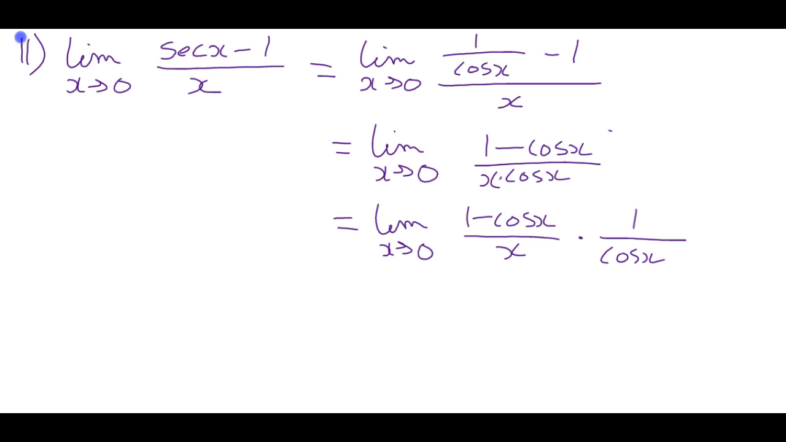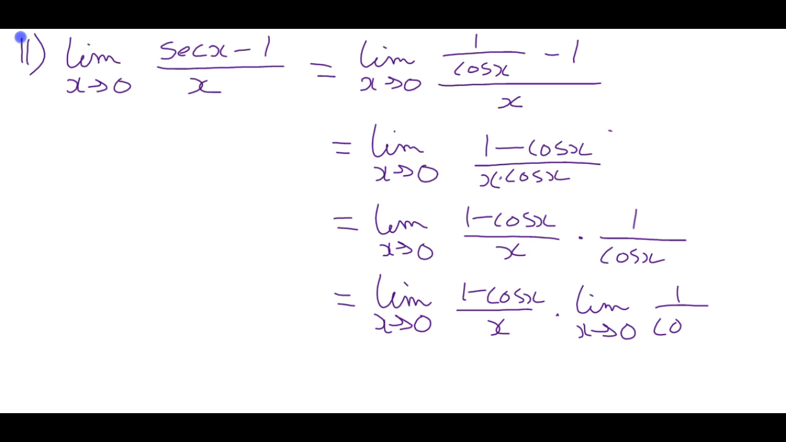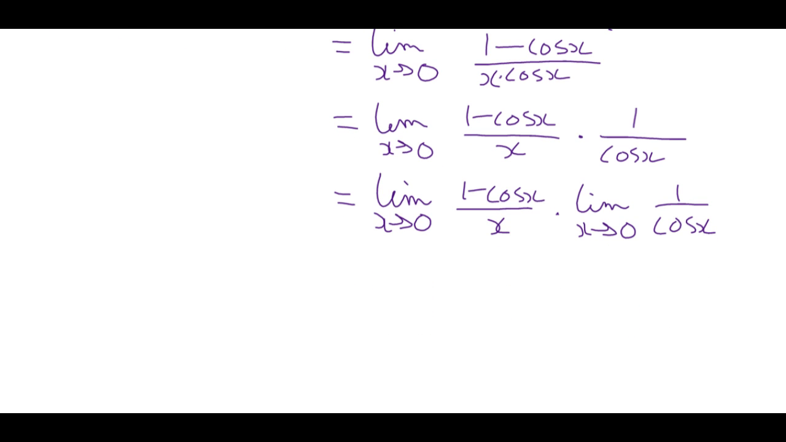Because we know this, or this, then we know this, and this is on our formula sheet. And this cos x is fine, right? As x approaches 0, cos x, the number's just 1. So now we can write it as individual limits, the product of the limit of 1 minus cos x over x times the limit as x approaches 0 of 1 over cos x. What's this? It's on your formula sheet. 0. What's this? Doesn't really matter, but it does exist. So what matters is that this exists, and that's 0. So 0 times something that exists is 0. Because as x approaches 0, cos x is 1, 1 over 1 is 1, 0 times 1 is 0. So that whole thing is just 0.